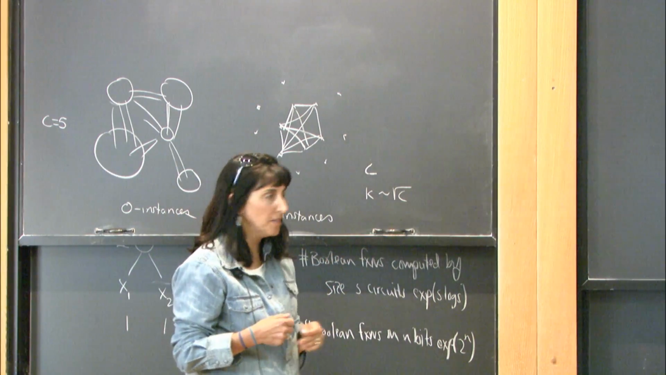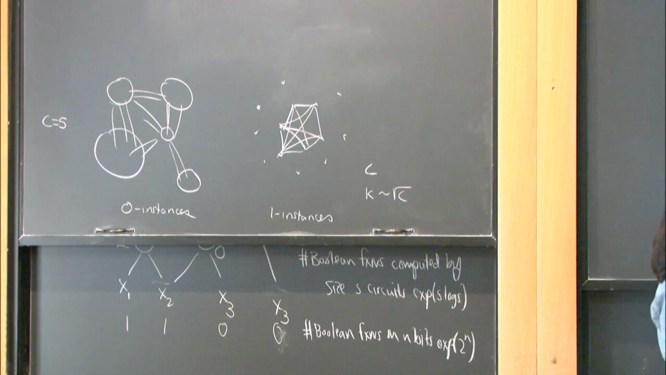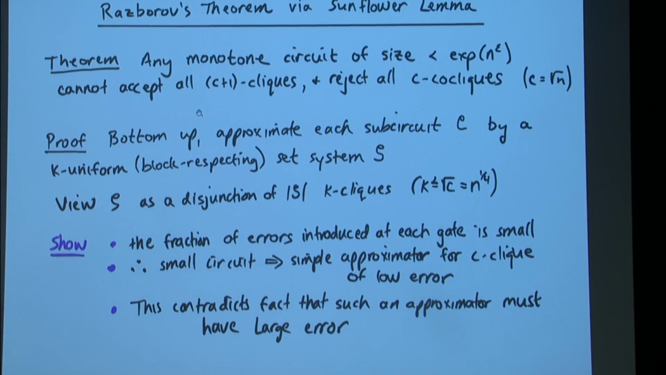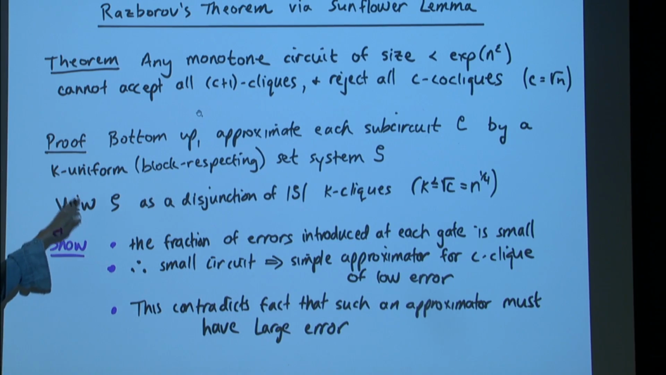So what we're going to do is approximate each sub-circuit by one of these k-uniform set systems, and you should think of each set in the set system as naming k vertices, and that set is going to correspond to the clique on those k vertices. So the circuit that corresponds to this k-uniform set system is going to accept a graph if and only if it contains a clique on one of those subsets of vertices specified by the set system. Does that make sense?